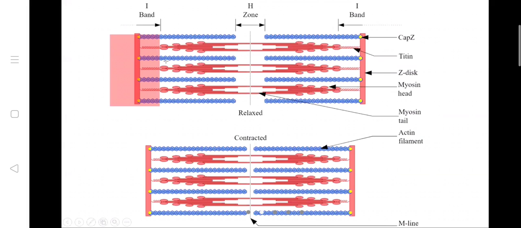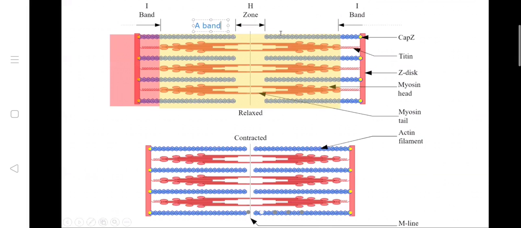Next, from here to here is the A band. It is not mentioned over here, so I will mention it. It is the A band. So this entire region from here to here is the A band.